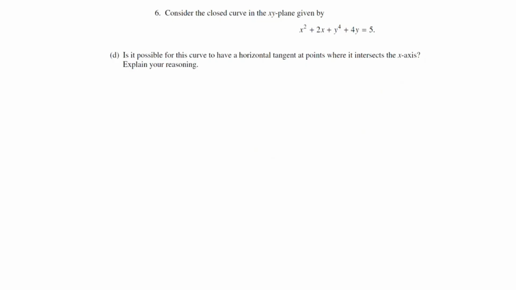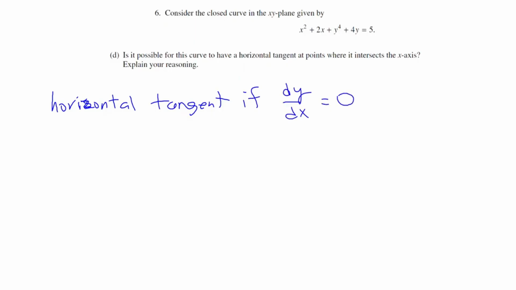And here in part D, it asks, is it possible for this curve to have a horizontal tangent at points where it intersects the x-axis? Right, so we can have a horizontal tangent line, right? A horizontal tangent is going to be horizontal tangent if dy/dx equals 0. So that'll be if the opposite of x plus 1 equals 0. That was the numerator of our derivative.